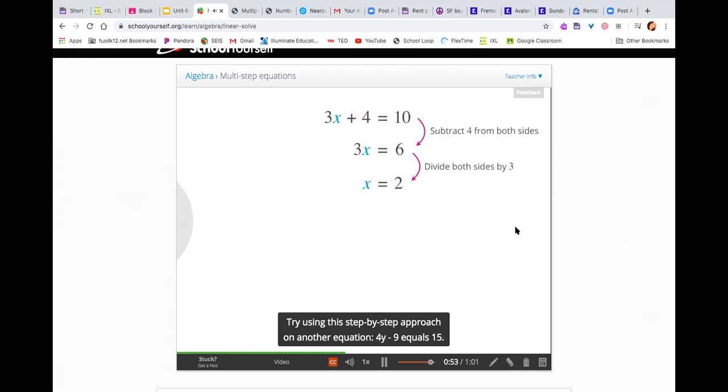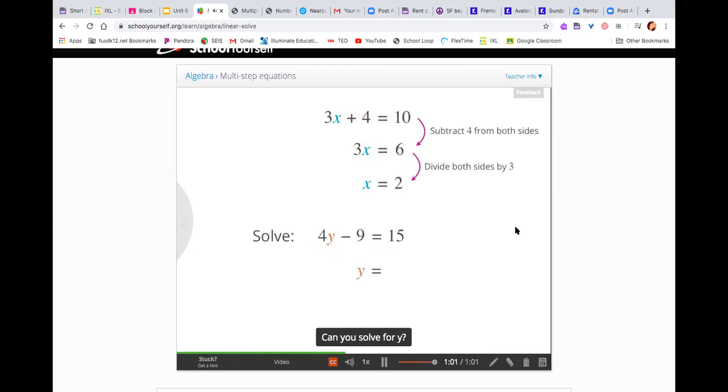Try using this step-by-step approach on another equation. 4y minus 9 equals 15. Can you solve for y? Okay, what are we going to do? I have 4y minus 9. What do I want to do first? Add 9 to both sides.